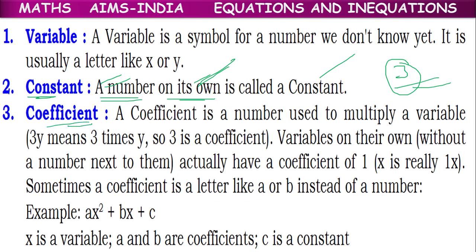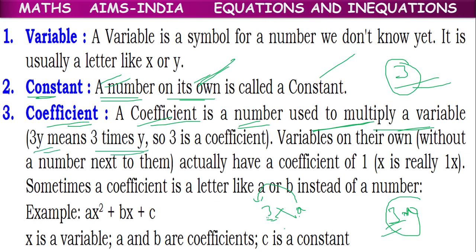Next, coefficient. In 3x, 3 is called the coefficient. A coefficient is a number used to multiply a variable. 3x means 3 times x. The variable is multiplied 3 times, so this 3 is called the coefficient. 3y means 3 times y, where we are multiplying by 3, and 3 is called the coefficient.